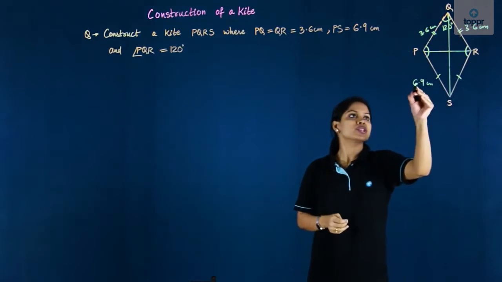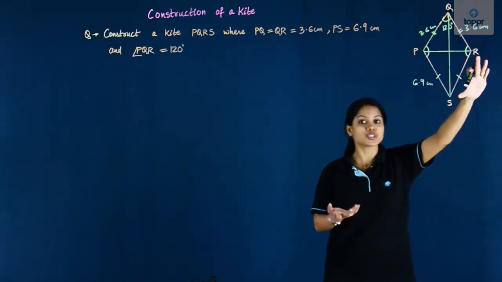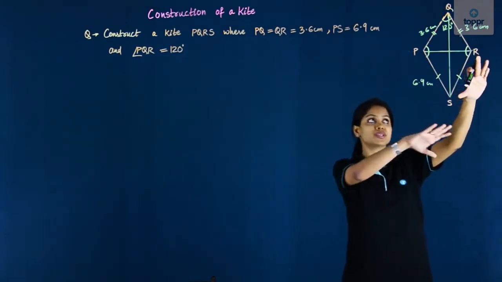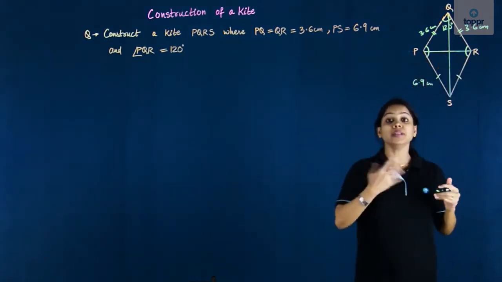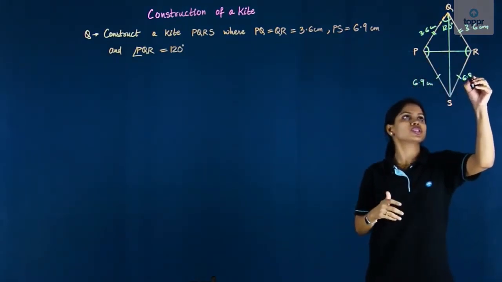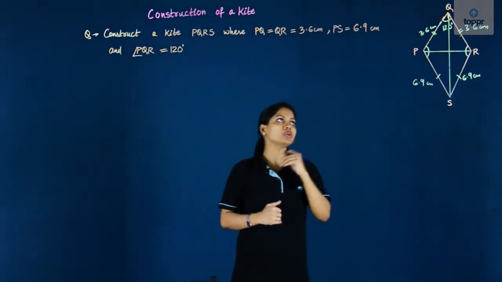Now this is 6.9, PS. That means SR is also 6.9 because that's the characteristic of a kite. In a kite, PS and SR are equal to each other. So this is also 6.9 centimeters. Now we have lots of information. So how are we going to start with it?